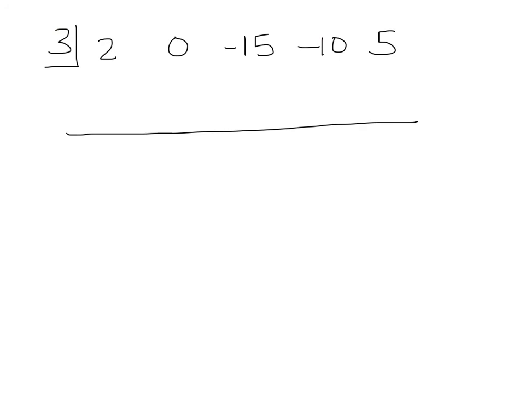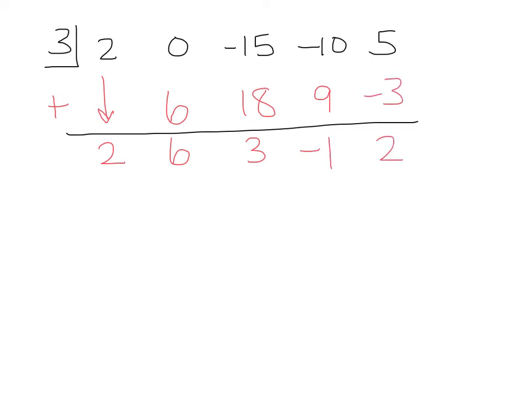Okay, so hopefully you've done this problem on your own. I'm going to walk through it just to make sure. So we bring around the 2. Remember, we're adding. So we multiply by 3, we get 6, we add. We multiply by 3, we add. We multiply by 3, we add. We multiply by 3, we add. Okay, so that's what we got.